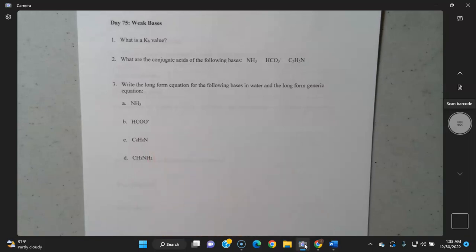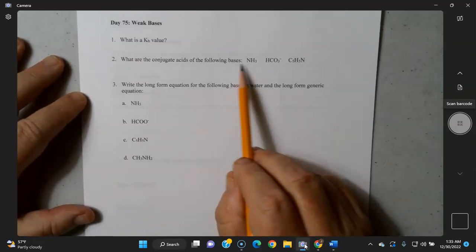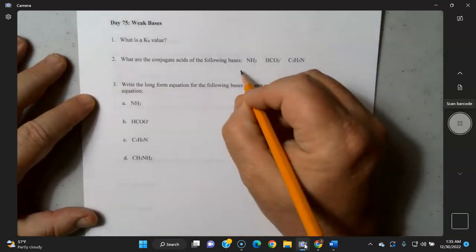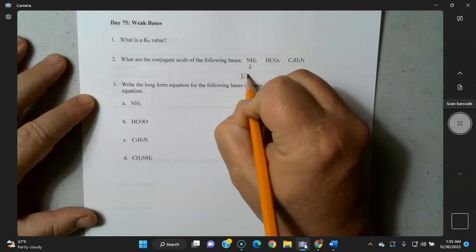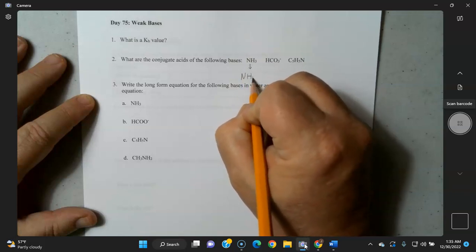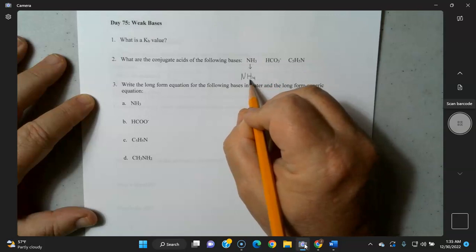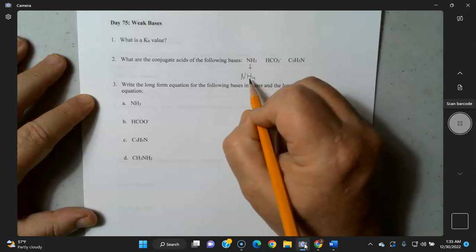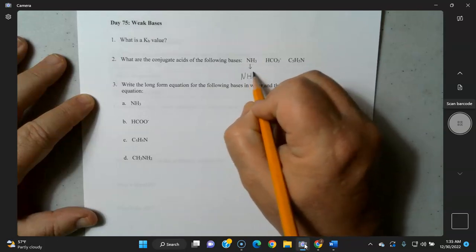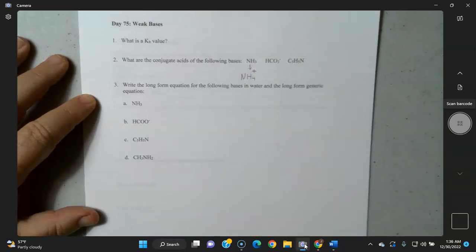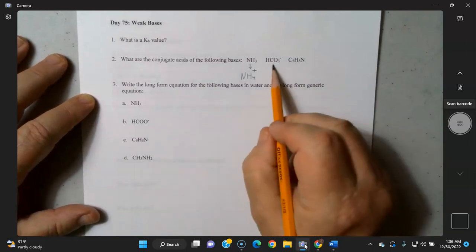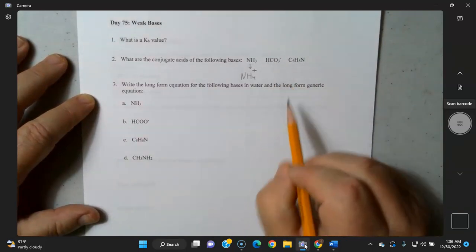Okay, what are the conjugate acids of the following bases? So what you're going to do is, a base is going to add a proton. So the conjugate acid for NH3, just draw it right below here, is NH4. So it has an extra hydrogen, but it's not the hydrogen with a proton and an electron, it's only the proton. So therefore, it's NH4+. It becomes a cation. This one you saw in the last lesson, so go ahead and do it again.